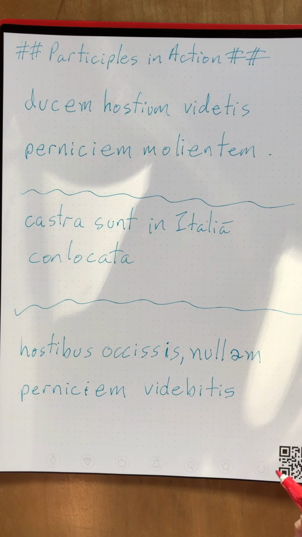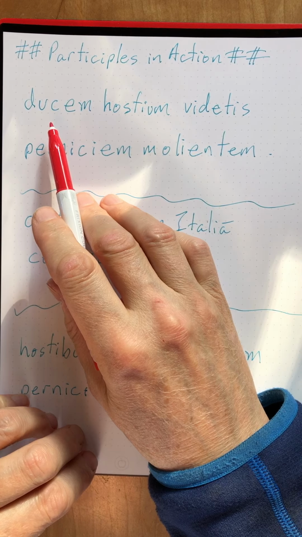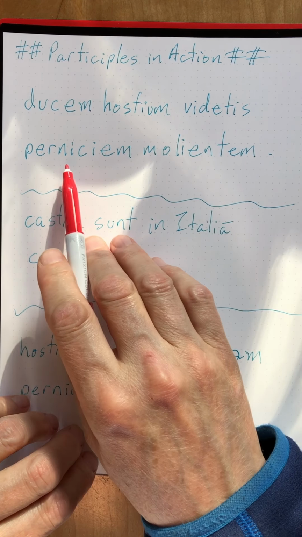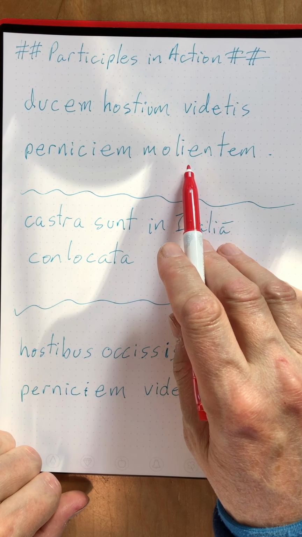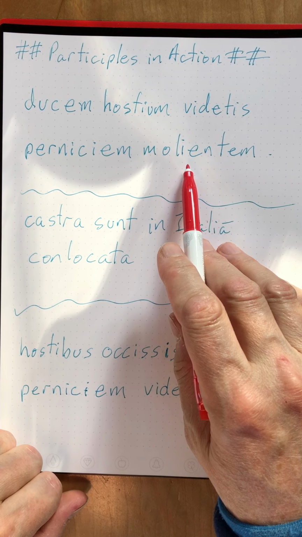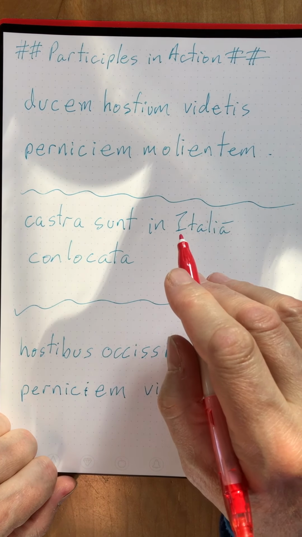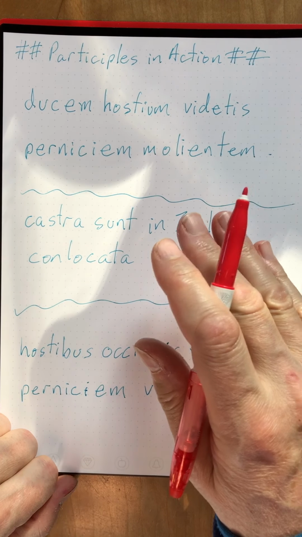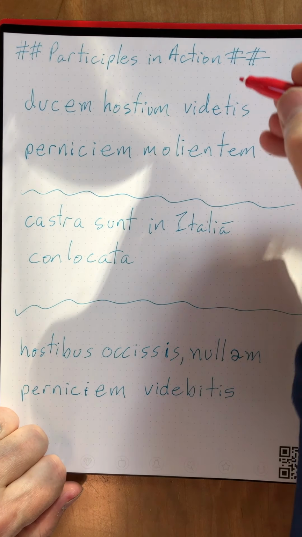This is a tiny lesson on participles. Let's do a word scan first. So leader, enemy, see? Danger, don't know what that is. I looked that up. Molior, it means to build up. Molior, moleri, deponent verb. All right, so you're going to do a lot of guessing, but since I've been taking Latin for 45 years, I don't have to guess.